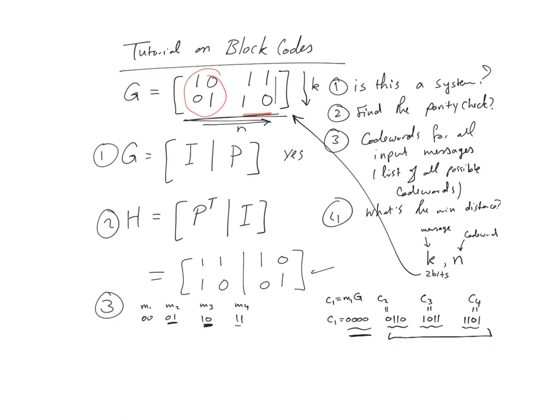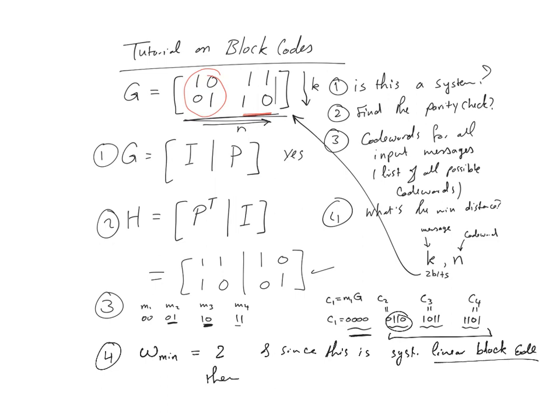So the minimum weight among these ones is what? It is 2. So W min, the minimum weight, is equal to 2. And since this is a systematic linear block code, actually it doesn't have to be systematic, since it's a linear block code, then D min is equal to W min, which is equal to 2. So the minimum distance of this code is 2.